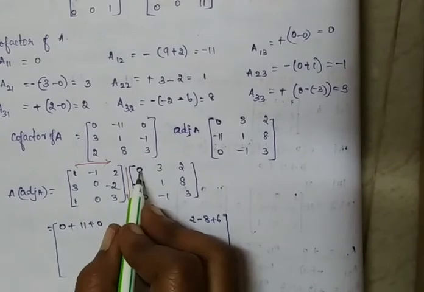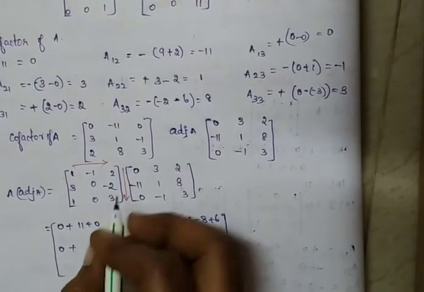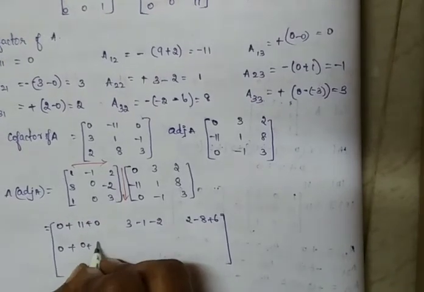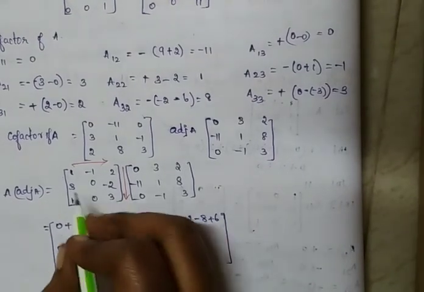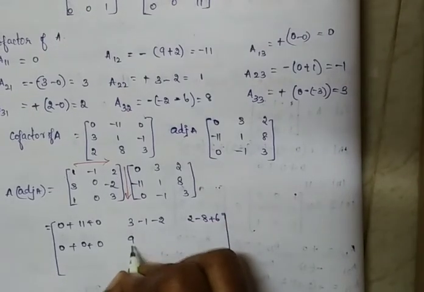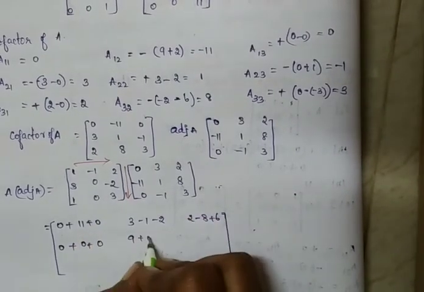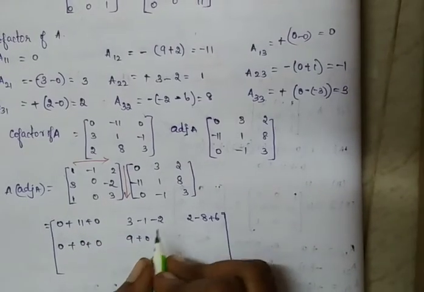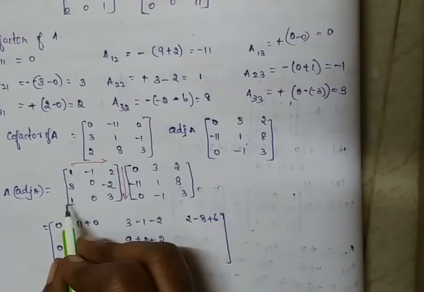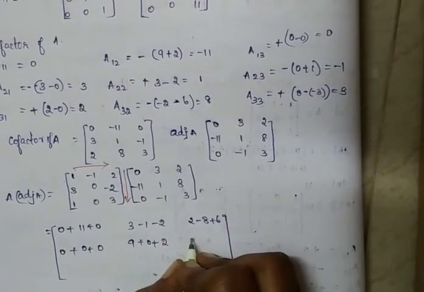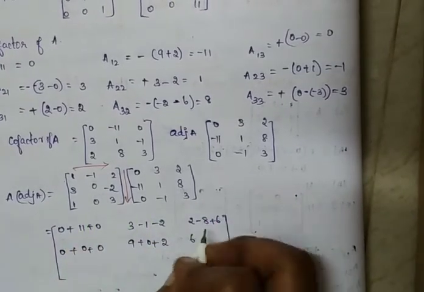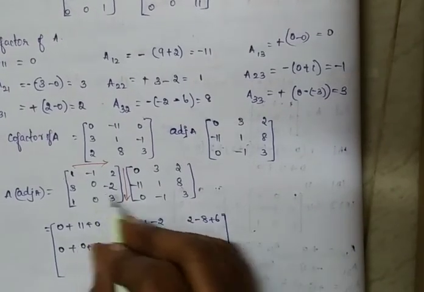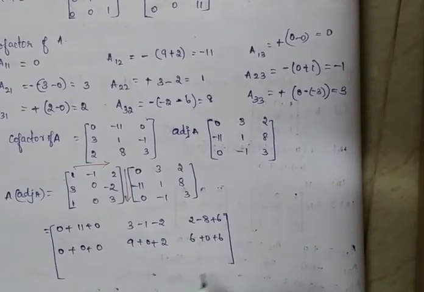Next, 3 into 0, 0, plus 0 into 11, 0, plus minus 2 into 0, that is also 0. Next, 3 into 3, 9, plus 0 into 1, 0, plus minus 2 into minus 1, plus 2. Next, 3 into 2, 6, 0 into 8, plus 0, 3 into 2 into minus 2 into 3 is 6.